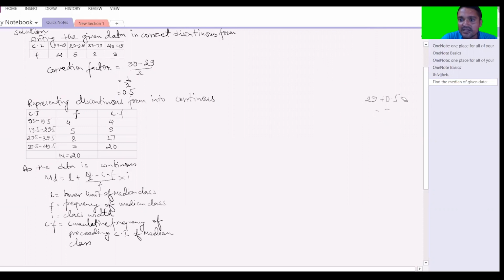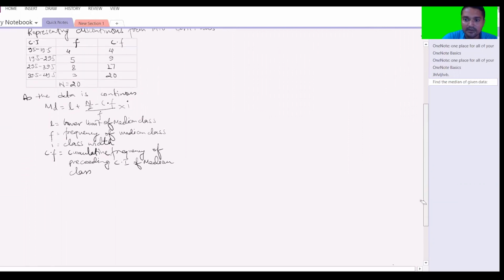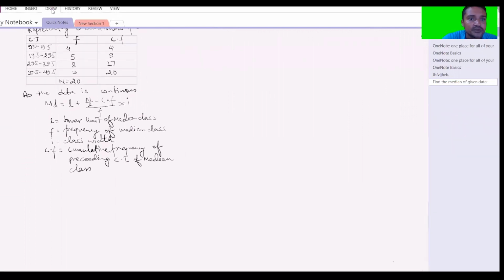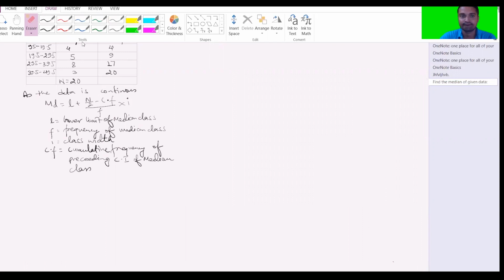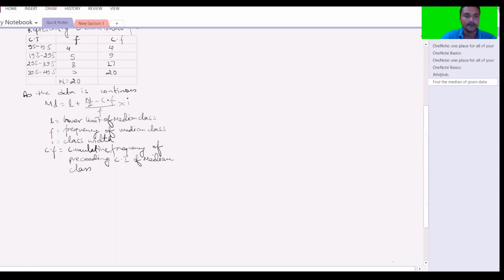This question is a higher ability question. Now we need to find the position first while calculating the median for continuous data. As median is a part of partition values, it is calculated on the basis of position. Means before finding the median, we need to find the position of the median first.